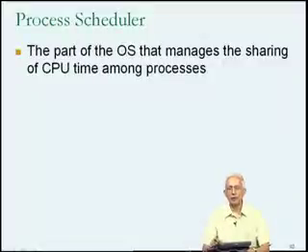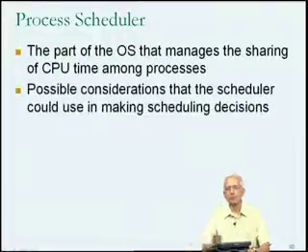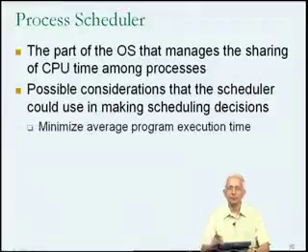Right, so I'll talk of the process scheduler as being the part of the operating system that manages the sharing of CPU time among the processes which are on the system. Now, what possible considerations could the scheduler make in making scheduling decisions? The scheduling decisions relate to the decision of which other process should be allowed to run. That is essentially the scheduling decision. Okay, now one consideration which might be used is trying to minimize the average program execution time.